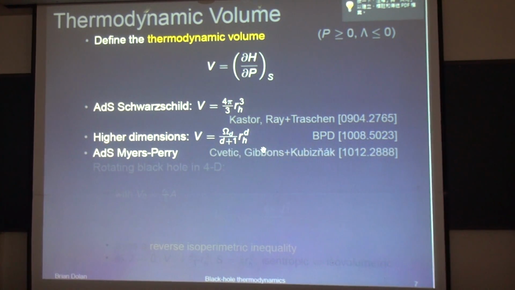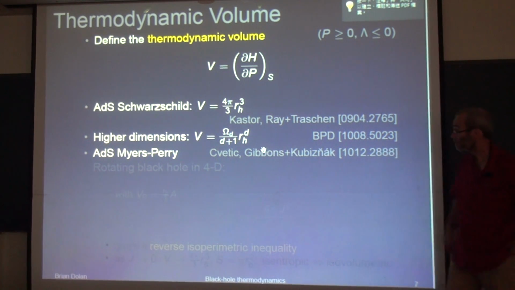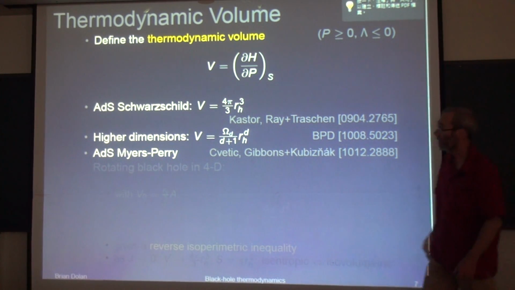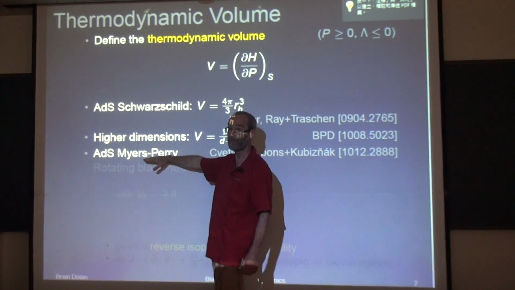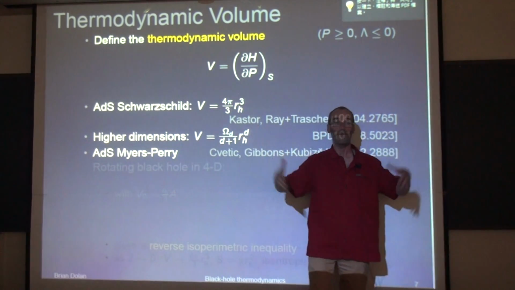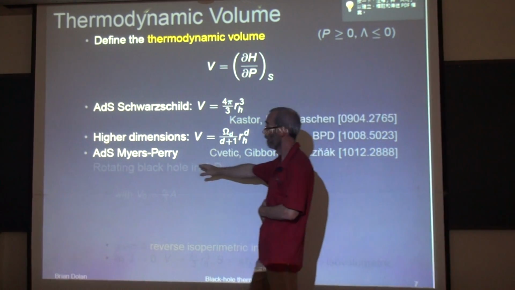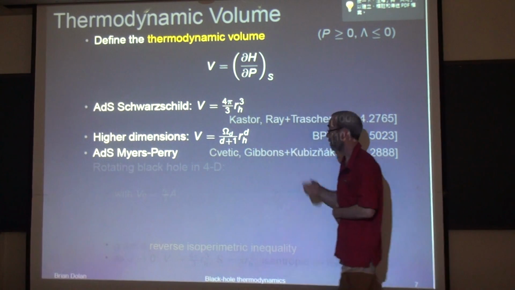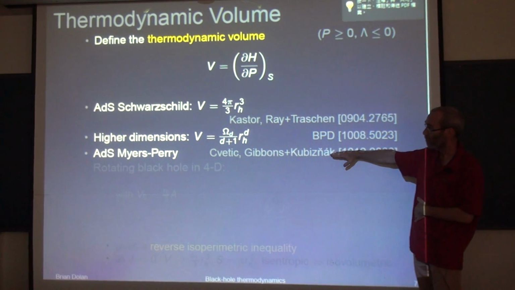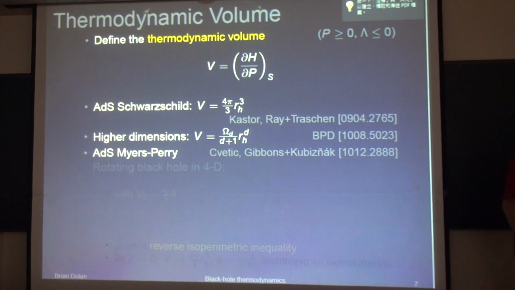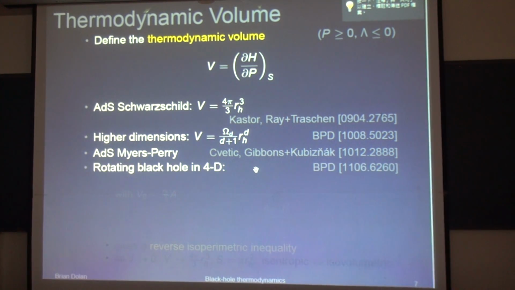More complicated things were calculated by Sveti, Gibbons, and Kubiznak. They looked at higher dimensional black holes, Myers-Perry black holes, or rotating black holes in dimensions 4, 5, 6, 7, however high you want to go. And you can make them asymptotically anti-de Sitter. These three people worked out the geometric volume for a rotating black hole in higher dimensions. I won't write down the general formula, it's a bit complicated. I'll focus on a rotating black hole in 4 dimensions, because then the formula is fairly straightforward.